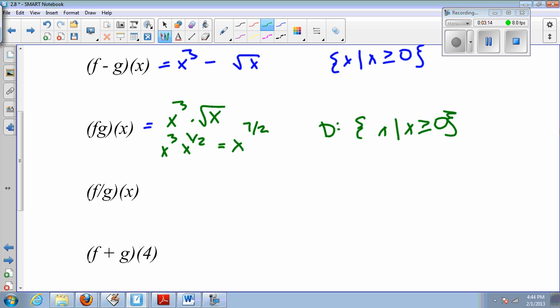f over g of x, or taking x cubed over root x, goes to x cubed over x to the 1/2. Subtract the exponents and we get x to the 5 halves. Same domain.